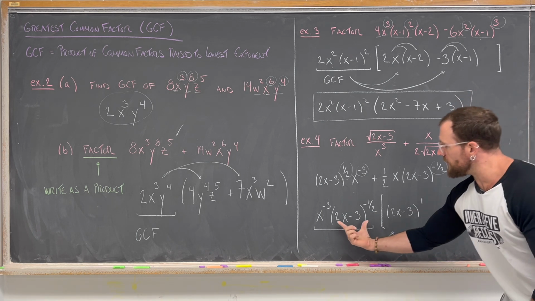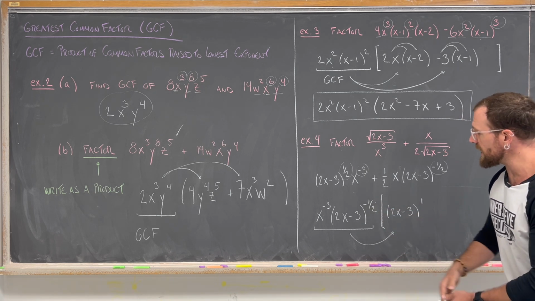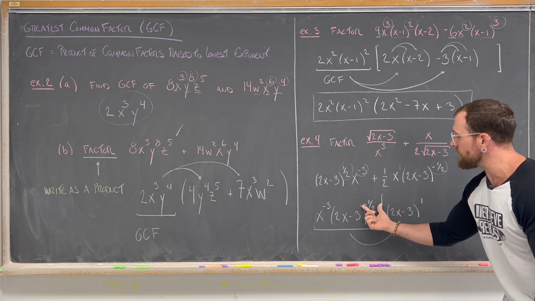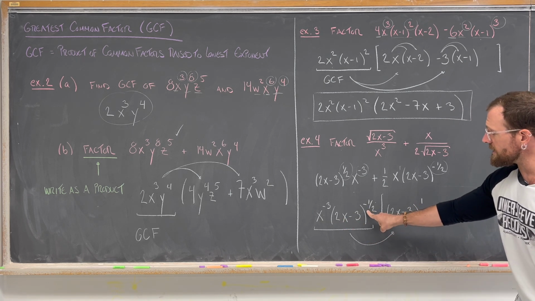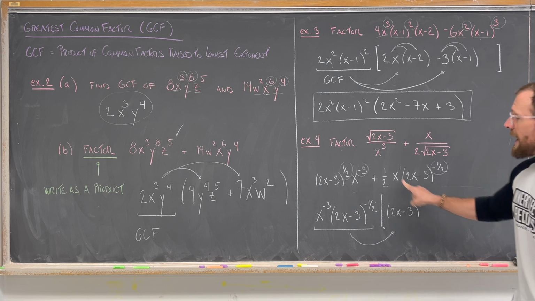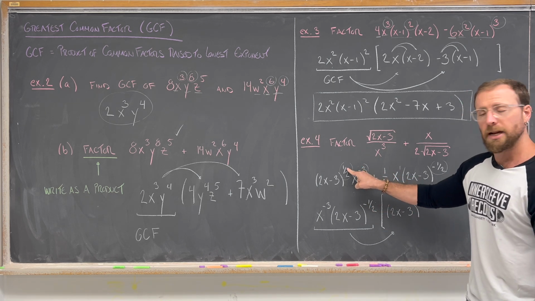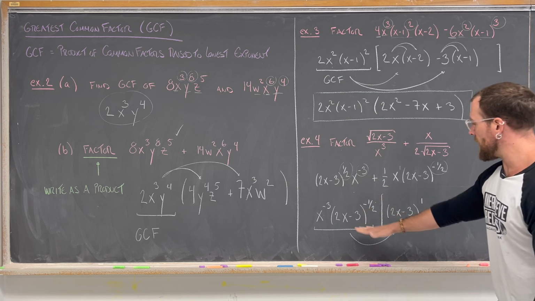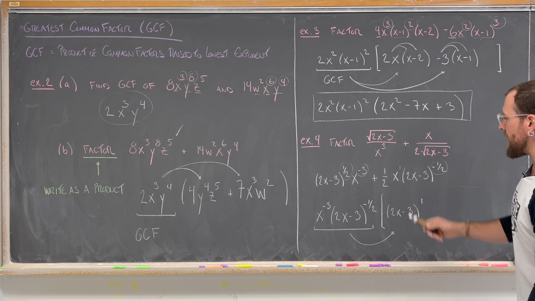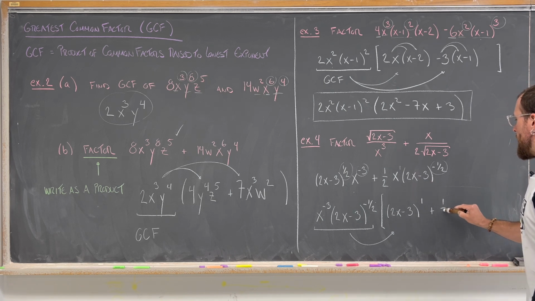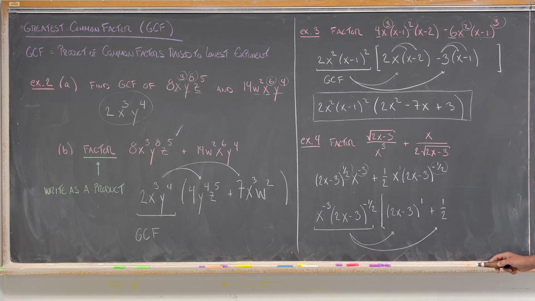Why? Well, this base and this base are the same, and when I add those exponents, which is the rule for exponents, 2x minus 3 to the negative 1/2 times 2x minus 3 to the positive 1, when I add negative 1/2 plus 1, I get positive 1/2. Negative 1/2 plus 1 is positive 1/2. So this multiplication recovers the original term here. To recover the second term, I need a 1/2. We're going to need to multiply this GCF by a positive 1/2.